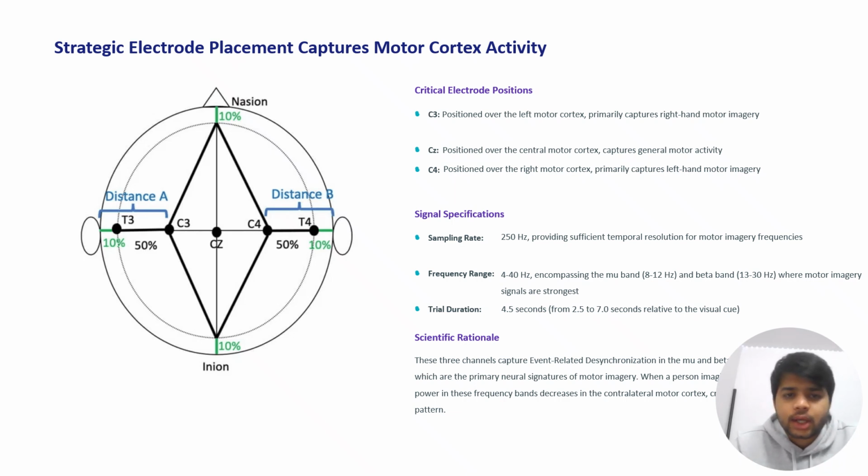The device we have has a sampling rate of 250 hertz, which means 250 samples per second, and we have a frequency filter to filter the signals within 4 to 40 hertz. That includes the mu band, which is 8 to 12 hertz, and the beta band, which is 13 to 30 hertz. The trial duration for the experiment is 4.5 seconds, out of a total of 7 seconds per trial, but we trim the trial to get the motor imagery part only.